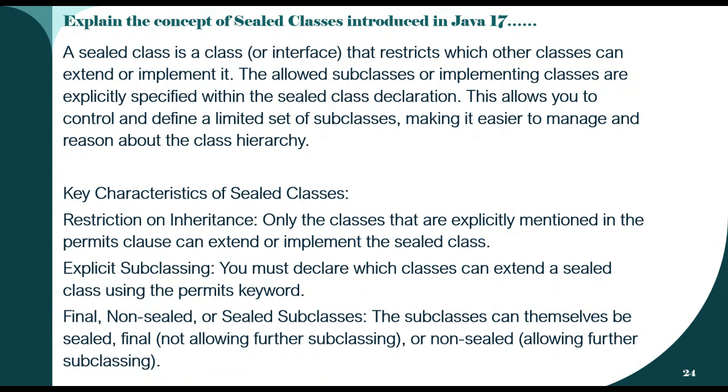So what are the characteristics here? One is the restriction on inheritance: only the classes explicitly mentioned in the permits clause can extend or implement it. Second, explicit subclassing: you must declare the subclass in the permits clause of the sealed class. Finally, the subclasses can themselves be final, sealed, or non-sealed. Final will not allow any further subclassing. Non-sealed can also be used.